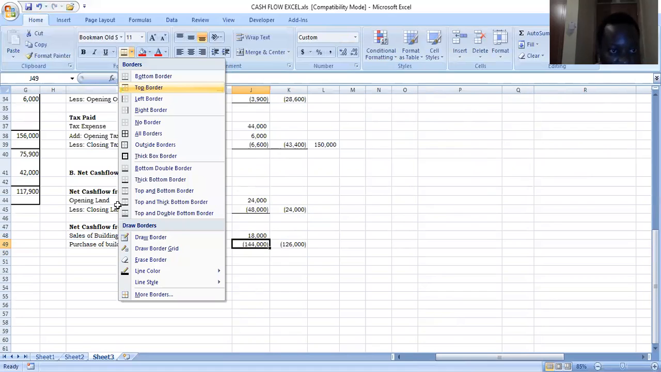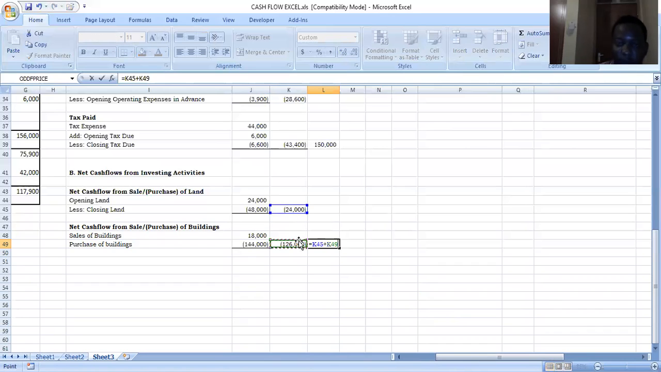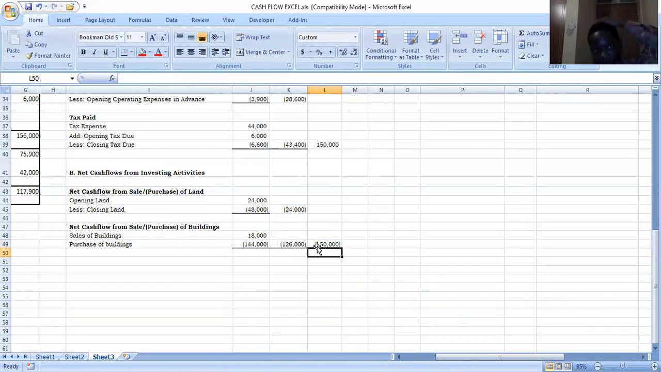So we have net cash flow from purchase of land, and cash outflow from sale and purchase of buildings, which in total will be equal to minus 24 plus minus 126, which is equal to 150,000 shillings. So we less that amount. By deducting, we show it in brackets to show that the net cash flow from investing activities is negative. So it resulted in an outflow of cash for this example of ours.